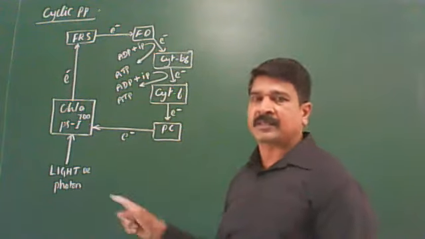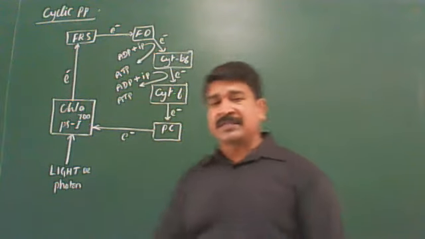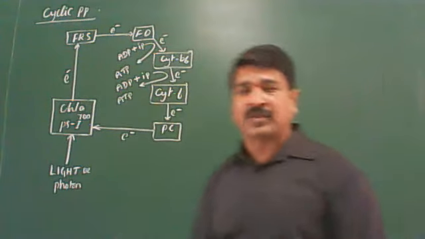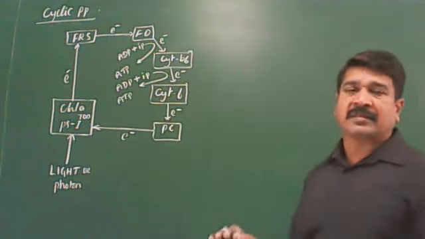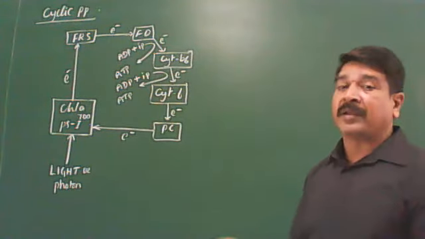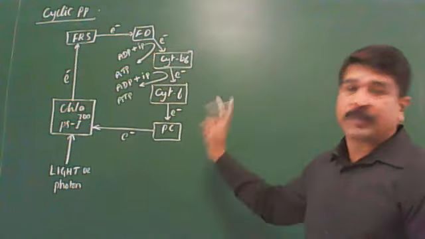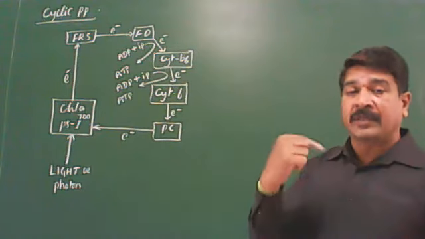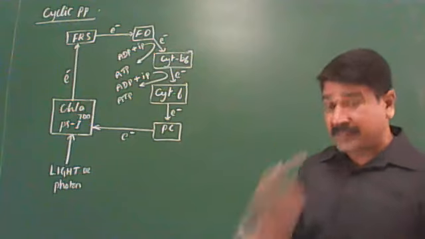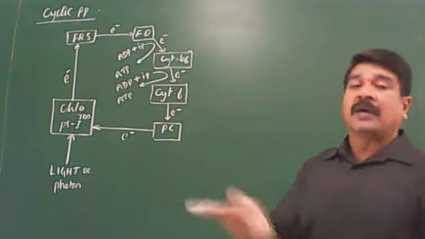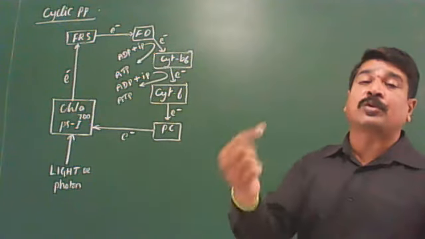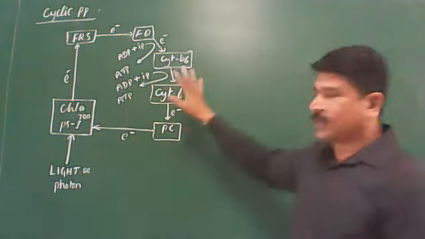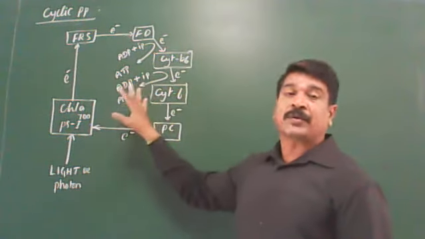As we discussed, during transfer of electrons through a series of electron acceptors, each electron loses some amount of energy. That energy is used for the synthesis of ATP from ADP and inorganic phosphate. Here the ATPs are produced at two places. One ATP is produced between ferredoxin and cytochrome B6. Another ATP is produced between cytochrome B6 and cytochrome F. Clear? So this is called cyclic photophosphorylation.